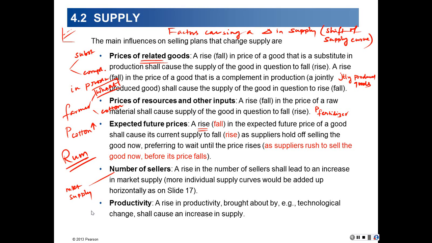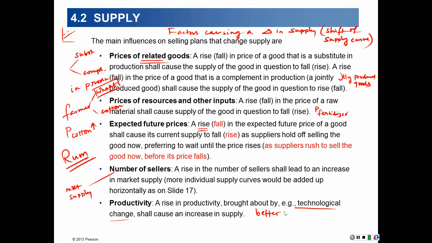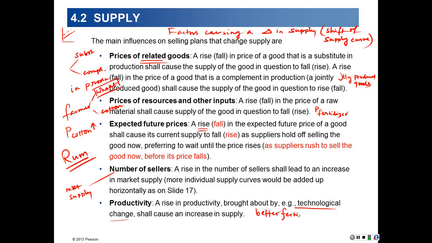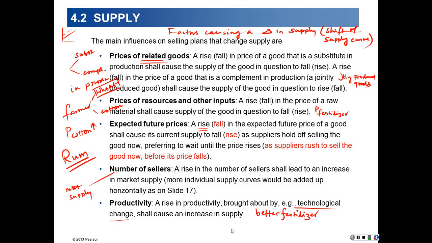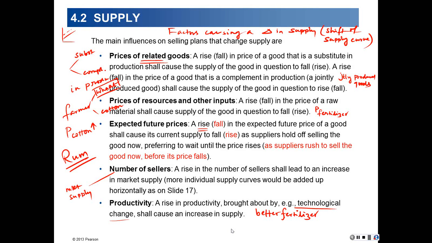Lastly, productivity. A rise in productivity brought about, for example, by technological change shall cause an increase in supply. An example here would be, let's say that a better fertilizer were invented. Let's say scientists invent a super fertilizer. Now the use of this fertilizer would do what to a farmer's yields? Raise it, and so the farmer's supply of, let's say, wheat would increase. Right? So improvements in technology can cause increases in supply. So these are the factors that cause the supply curve to shift. Okay?